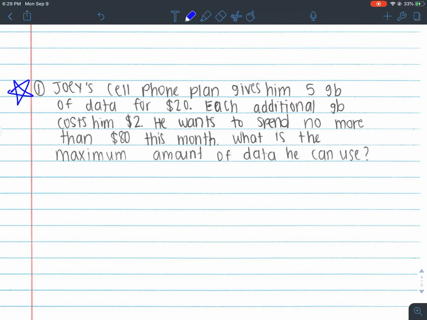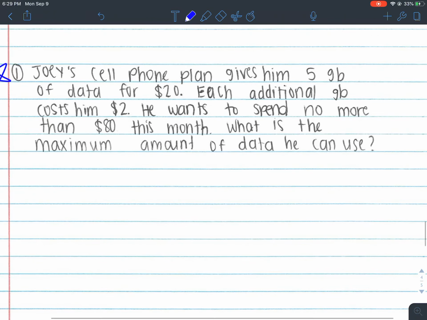So Joey's cell phone plan gives him 5 gigabytes of data for $20. Each additional gigabyte costs him $2. He wants to spend no more than $80 this month. What is the maximum amount of data he could use? All right, so we are given 5 gigabytes of data for $20 a month. So no matter what, every month you're going to be charged how much? You're going to be charged $20, and that's a given. You're going to be charged $20 every month no matter what.